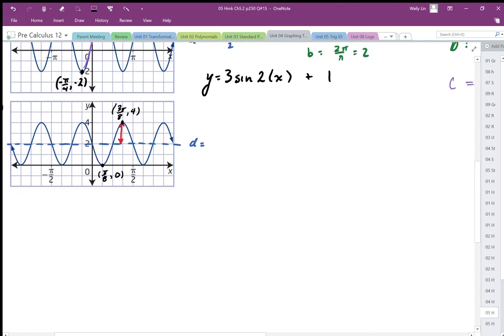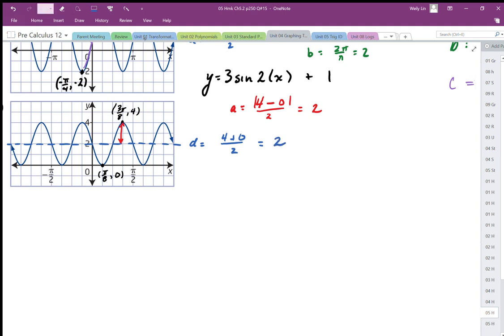And then lastly here we have our amplitude. Our amplitude we calculate as, again, the distance, so we subtract 4 minus 0, and then we're going to divide that by 2, so our amplitude is 2. The d value is going to be the middle point, so it's going to be halfway between 4 and 0, and that's going to be equal to 2.